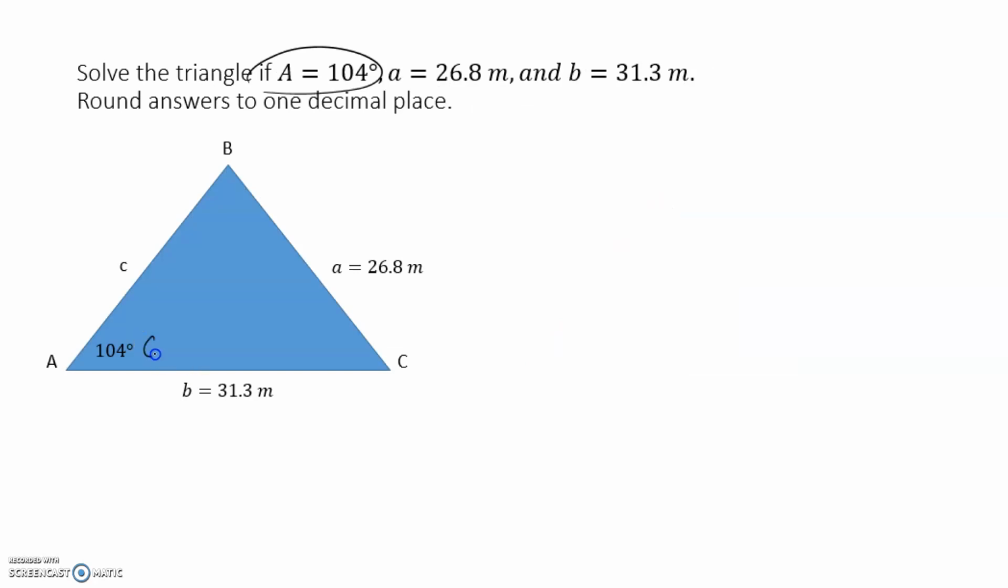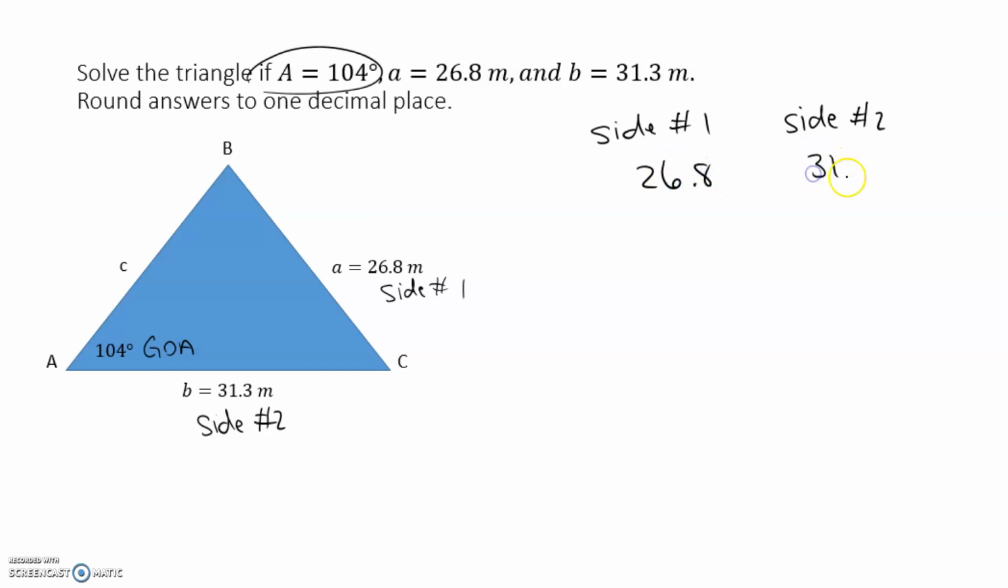Where there's my given obtuse angle. This is side number 1. This is side number 2. And we're going to compare those two to each other. So side number 1 to side number 2. So side number 1 is 26.8 and side 2 is 31.3. So side 2 is bigger than side 1.